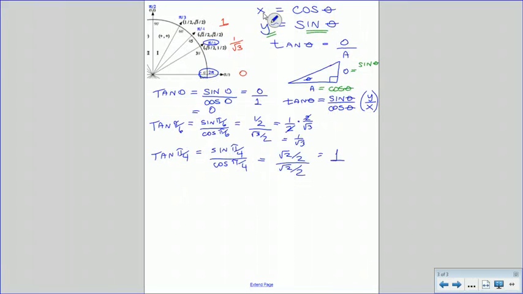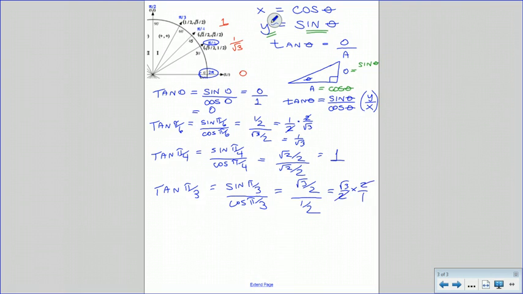Okay. Pi over 4, now we're at pi over 3. Tangent of pi over 3. What do we write down? Sine of pi over 3. Cosine of pi over 3. Hambly, what's the sine of pi over 3? Did she say root 3 over 2? Cosine of pi over 3? Did you say a half? Root 3 over 2 multiplied by the reciprocal of 2 over 1. Cancel, cancel. Root 3. Write that on your unit circle right there.